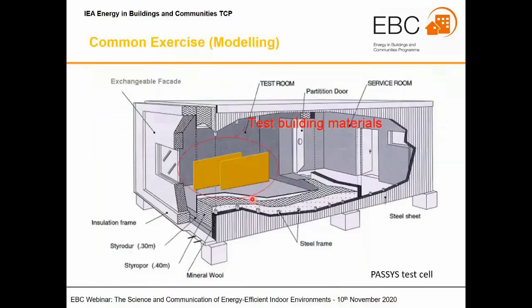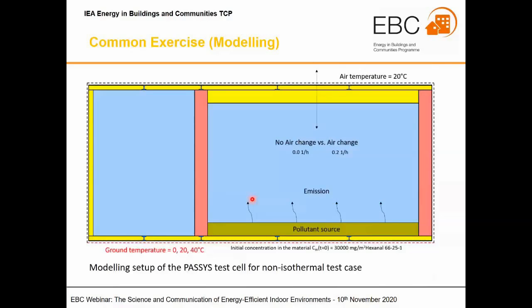We had some reference cases. I've not talked much about this drawing, but many countries have the so-called passive cells from a very old European project. But this was used as a model for such a common exercise. So what would be the emissions of chemicals from a material under such controlled conditions as you could have in a chamber like this?